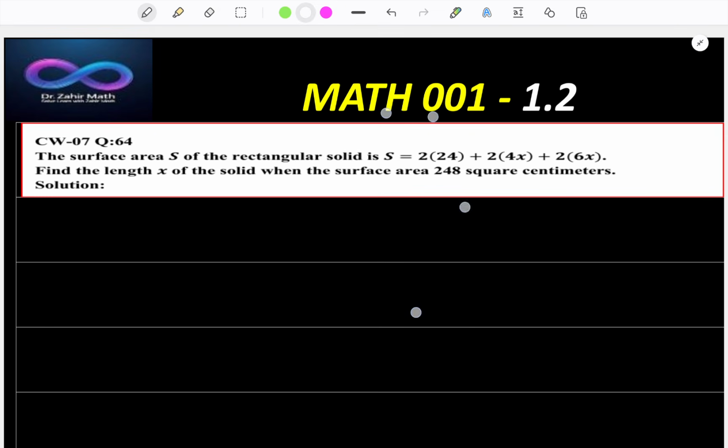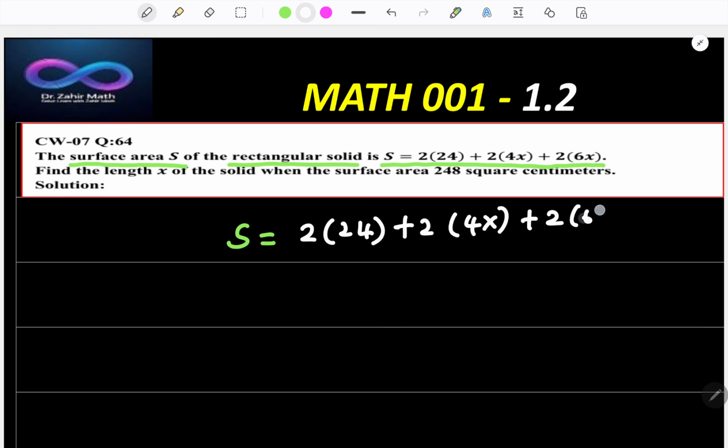Very easy question. No need to worry. Let me read. The surface area of the rectangular solid is given by S equal to 2 times 24 plus 2 times 4x plus 2 times 6x. S is given by this equation. Now, what is the question? Find the length x. So they are asking us to find x.